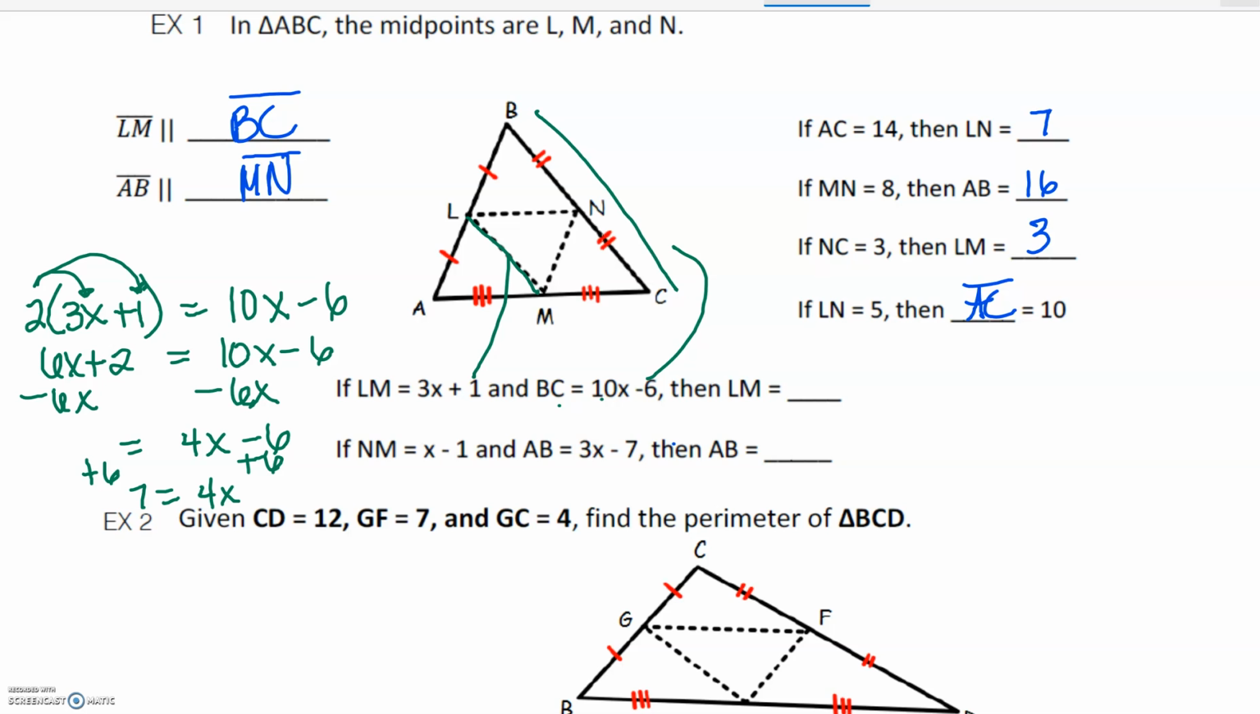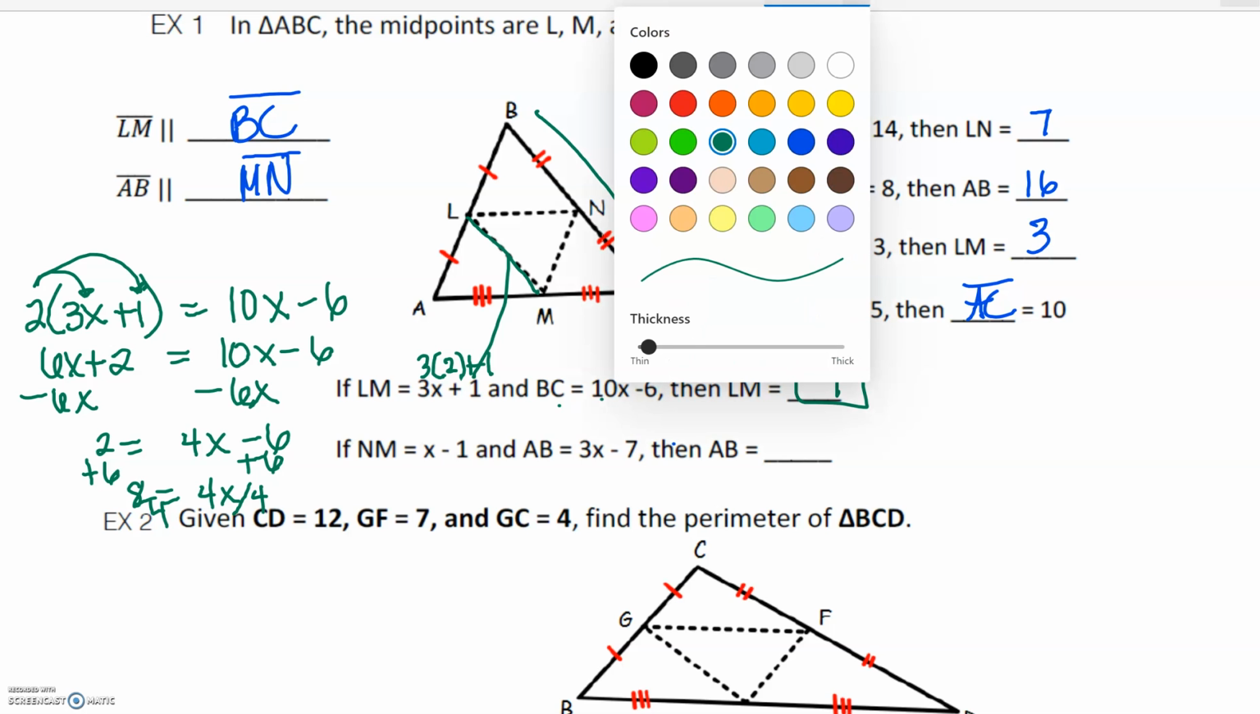There we go. And a lot of times you're going to get pretty numbers, so if you don't, that's when you go back and look. So it should be 8 equals 4x, and then divide by 4, and there we go, x is 2, which means LM, if I plug a 2 back in, 3 times 2 plus 1, 6 plus 1 is 7.